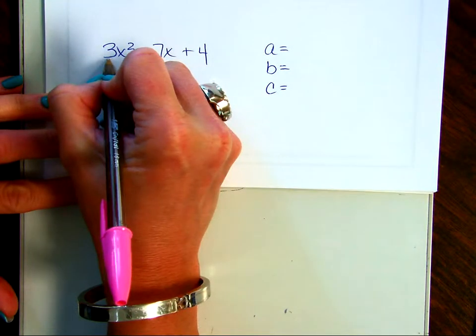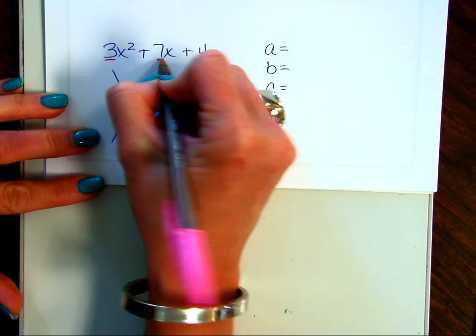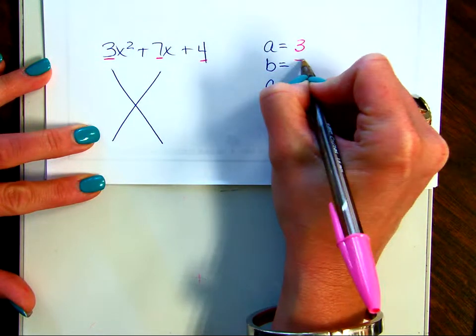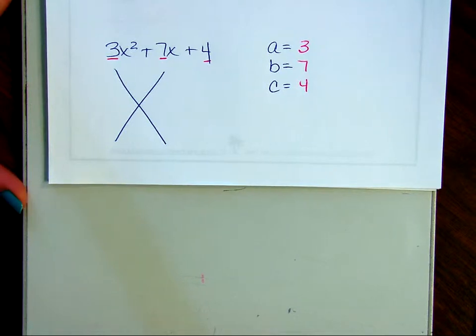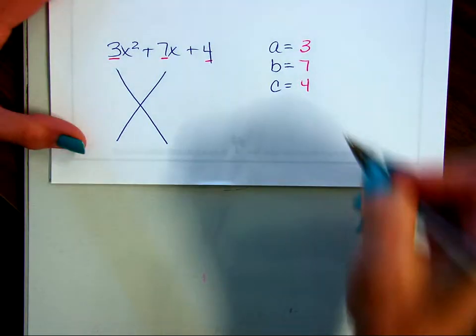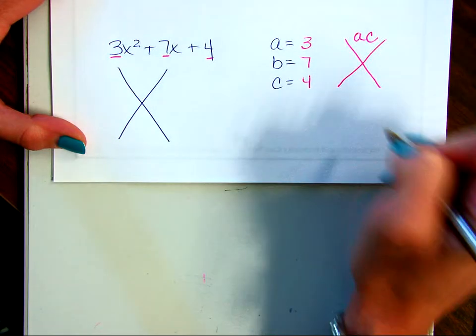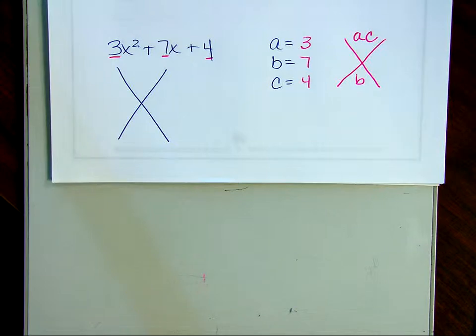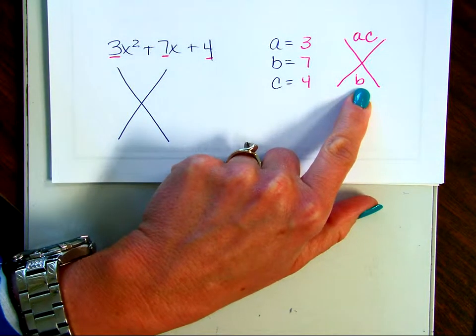The A is this number in front of the x squared term. The B is the x term, and the C is the constant. So A is 3, B is 7, C is 4. Okay, let's follow me here. Then the x factor is completed by taking the A times the C and putting it there, and the B goes at the bottom. So it's AC, and then just think B by itself at the bottom.